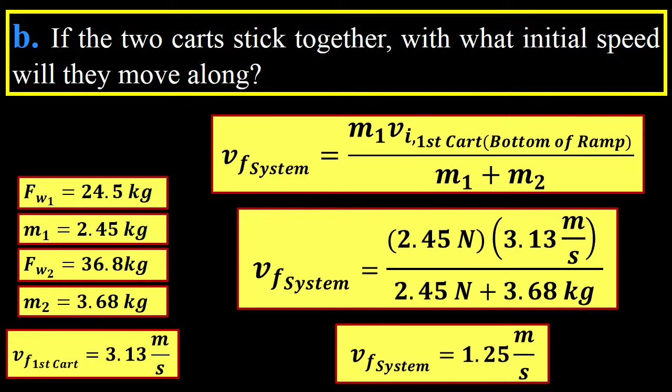1.25. You can see it's gaining mass and losing velocity, and that's what it should be. And remember, it's gaining significant mass relative to it because it's gaining 3.68, which is quite a bit larger than the 2.45.